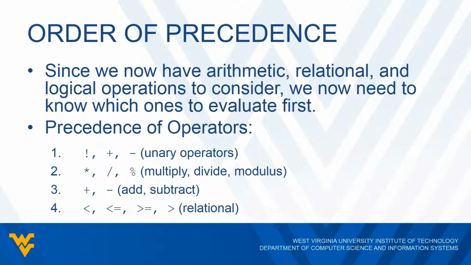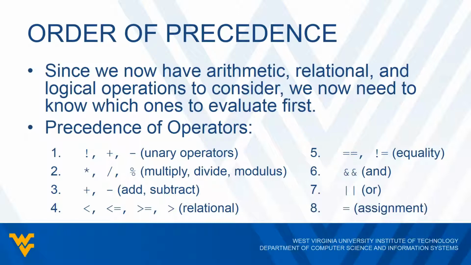Now here we divide the relational operators into two parts. Here we're talking about less than, less than or equal to, greater than or equal to, and greater than. Checking for equality comes next. So if we have something that involves both relational and equality type operators, we deal with the relational ones first. Then we check if values are equal to each other or not equal to each other. And then we'll take care of the AND operator, and then the OR operator, and then finally we would take care of the assignment operator if that's included in our statement.